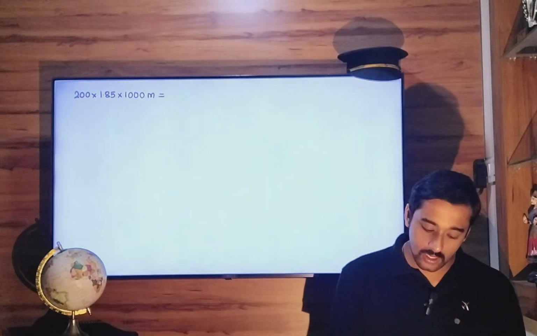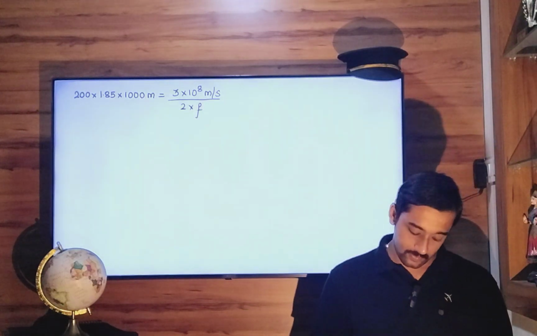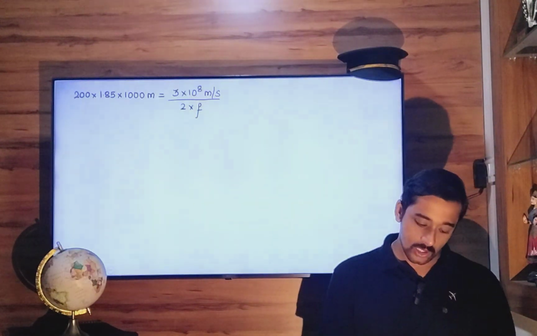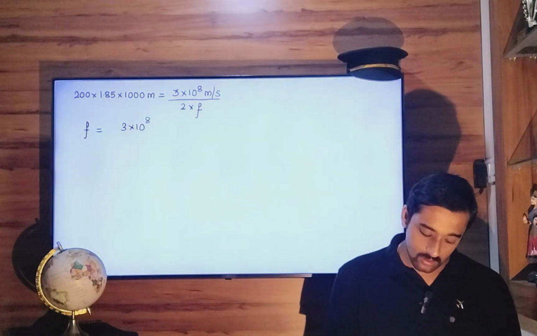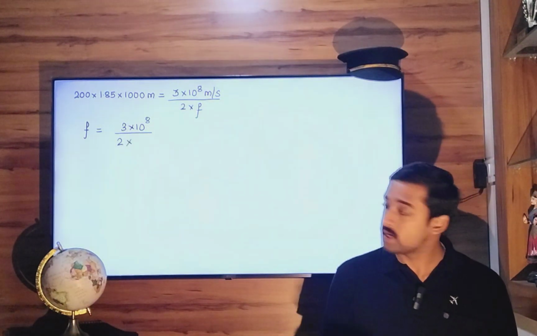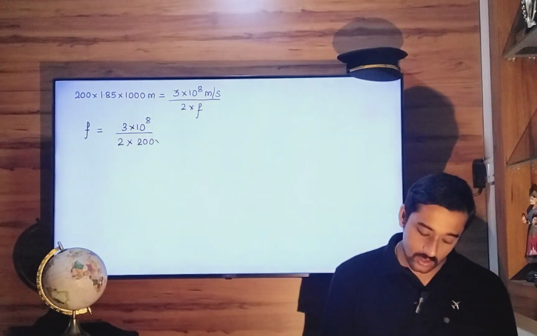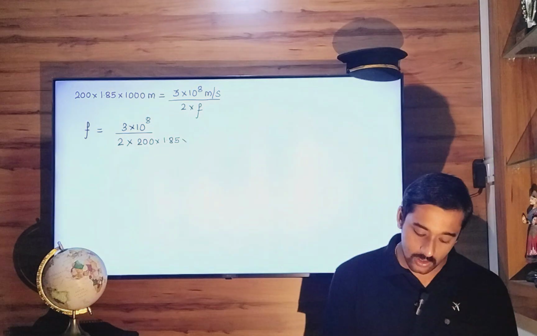Okay, so 200 nautical miles into 1.85 kilometers into 1000 meters equals 3 into 10 raised to 8 meters per second divided by 2 into F. Cross multiply. F will be equal to 3 into 10 raised to 8 divided by 2 multiplied by that quantity, 200 into 1.85 into 10 raised to 3.